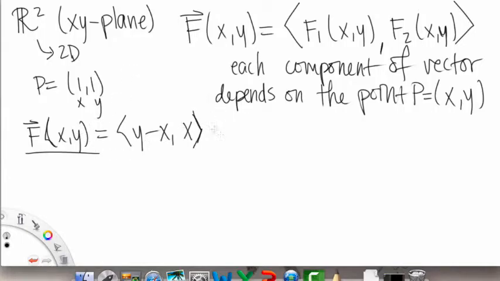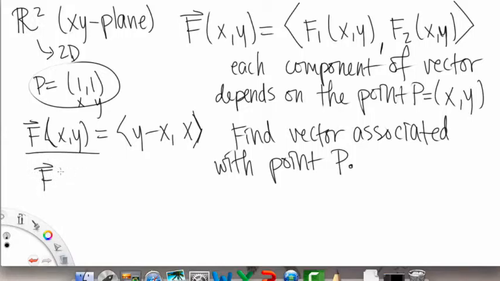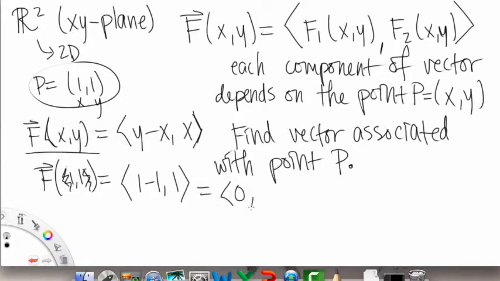So what we're going to do is find the vector associated with point P. Okay, so this is point P, all right, and basically what we're going to do is just plug those in. Simple enough, right? So F of the point (1, 1) is going to equal y minus x, which is 1 minus 1, comma 1. Right, so this is going to turn out to be (0, 1).